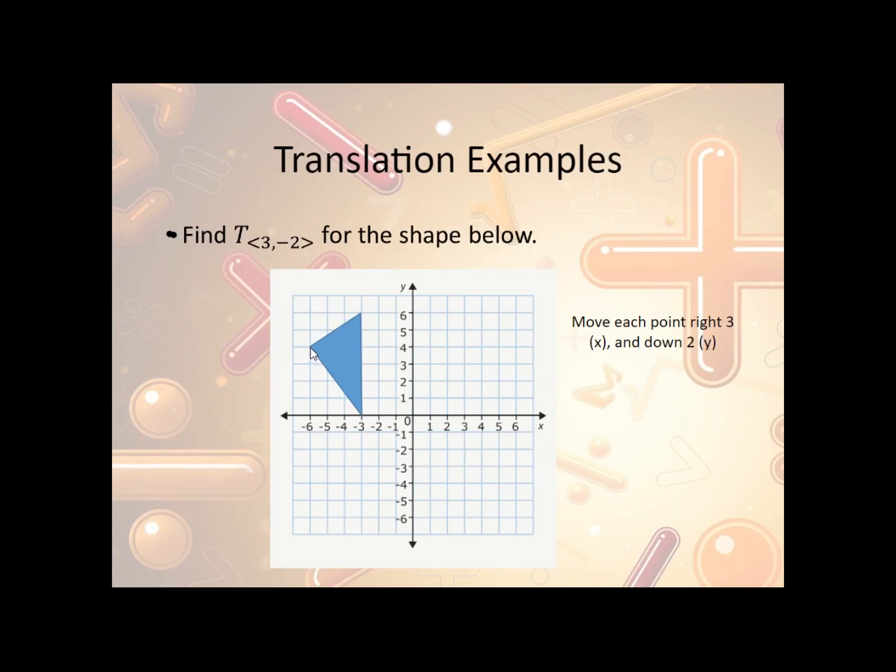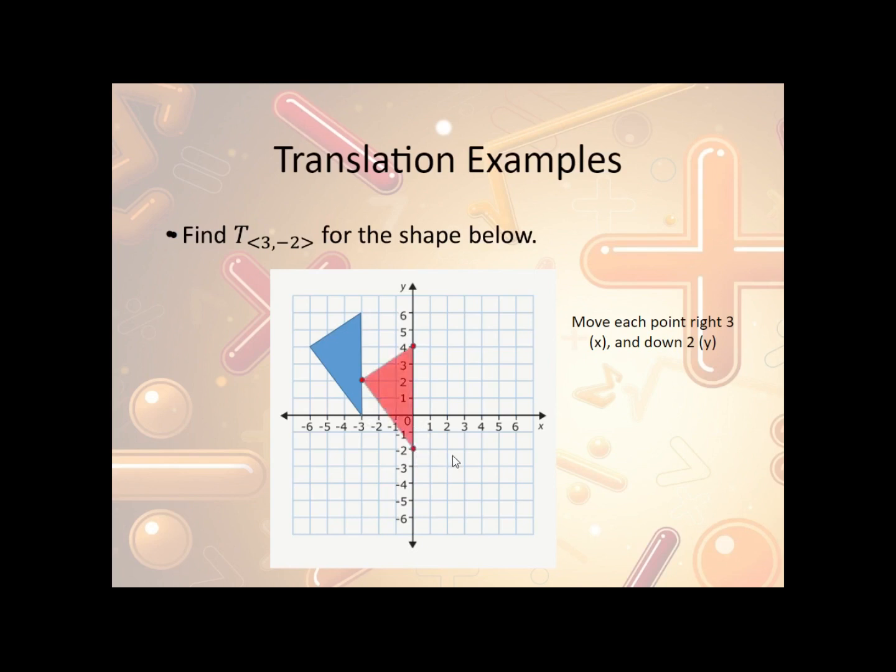So let's start with this one. We slide to the right, 1, 2, 3, and then down 2, 1, 2. And plot that point. Then we do it for this one. To the right 3, 1, 2, 3. Down 1, 2. And plot that one. Then this one. To the right 1, 2, 3. And down 1, 2. Right there.